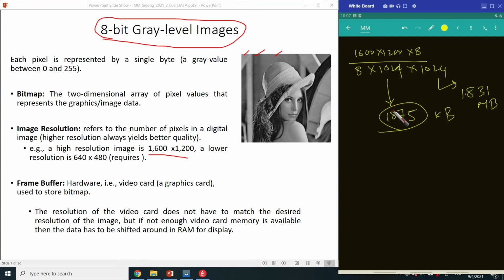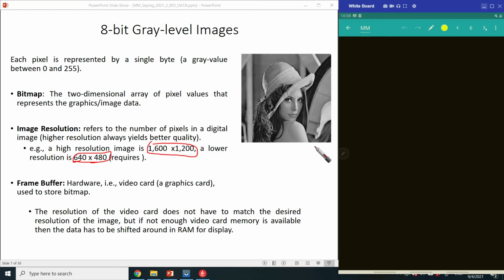Now see, when we say that an image might be 640 by 480, and at other times 1600 by 1200, it depends on our image, how many pixels we have, or what the image size is. But then we are using another terminology: image resolution. Image resolution refers to the number of pixels in a digital image, and higher resolution always provides better quality. That is correct, but here in both cases we didn't mention the pixel density.